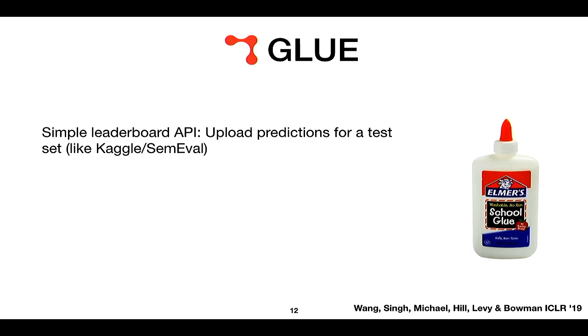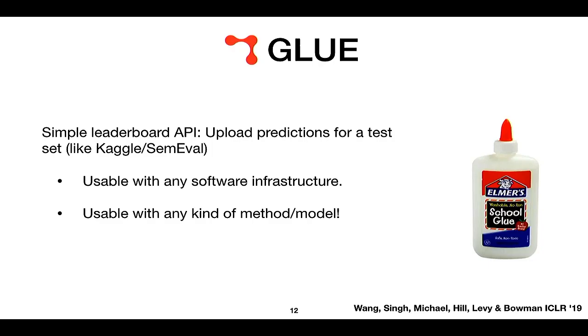We also put together a fairly simple leaderboard API. This is a detail, but to get scores on this benchmark, you download unlabeled test data, you run your model on it, you upload the predictions, and you get a score from our website, very much in the style of Kaggle or SemEval. This means that we're not imposing any restraints on the kinds of software or models that people can use. We don't care if people are doing multitask learning or pre-training or even using neural networks. The only thing we're enforcing is placing a hard limit on how often people can use the test set, to try to earn the trust of the people who are giving us access to their private test data.